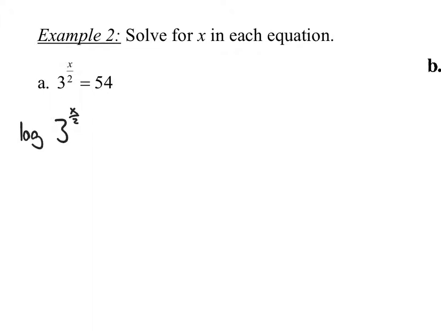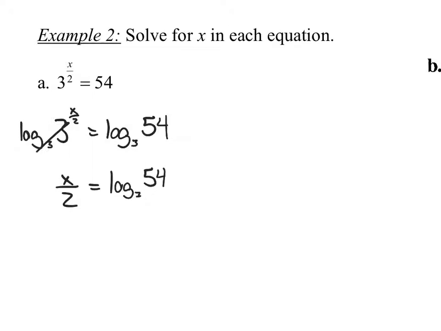If I take the log base 3 of both sides, then my inverse property gives me x over 2 equals the log base 3 of 54. Then I can multiply both sides by 2, and I have x equals 2 times the log base 3 of 54.